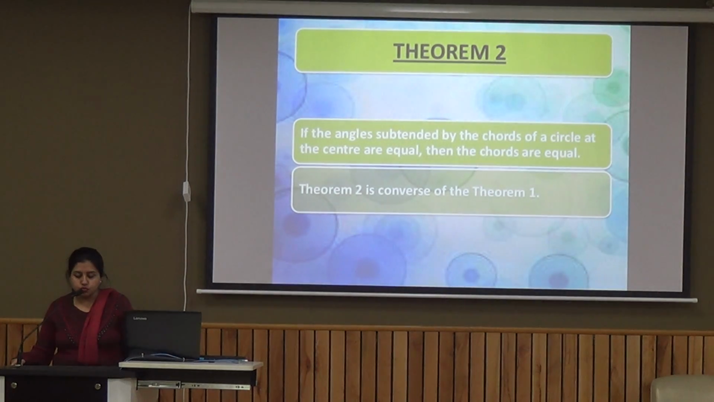Now theorem 2. Theorem 2 is the converse of theorem 1. It says that if the angles subtended by the chords of a circle at the center are equal, then the chords are equal.